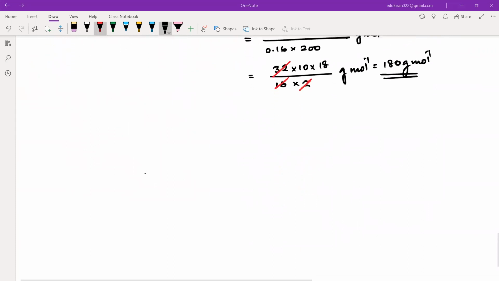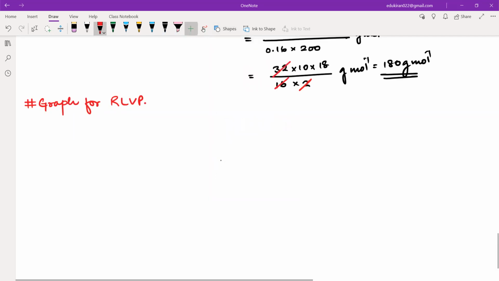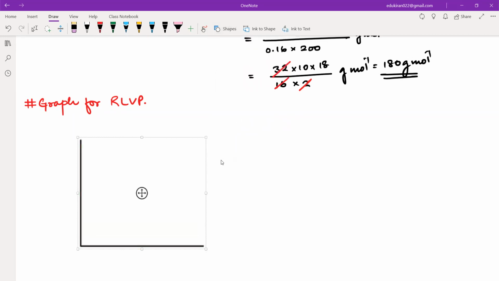Let's write one more point. Graph for relative lowering in vapor pressure. The graph is pretty simple in this case. Now I will be plotting vapor pressure against the mole fraction of A.